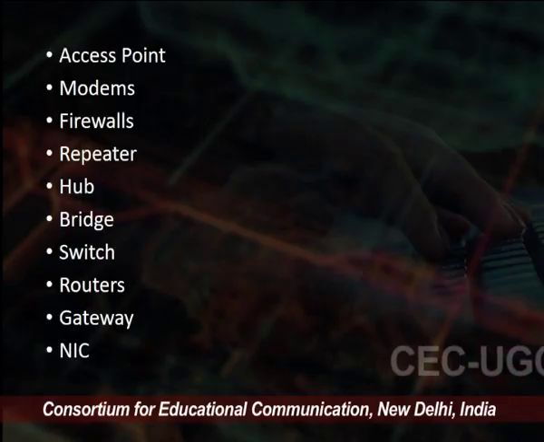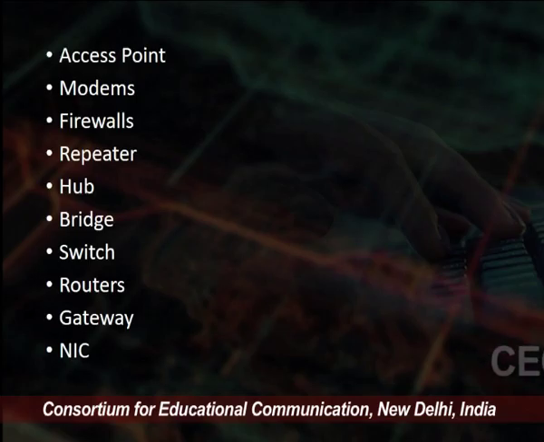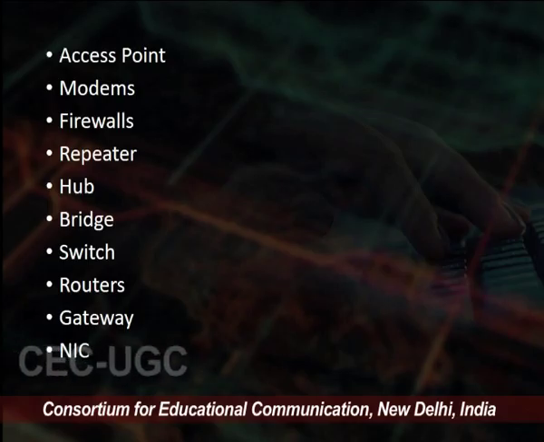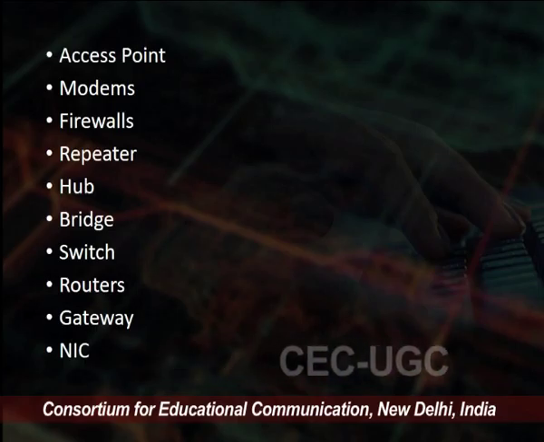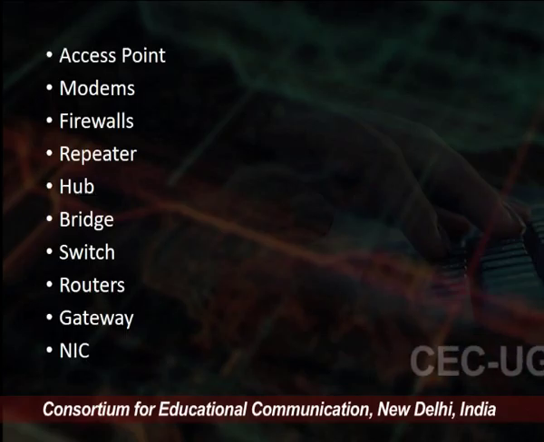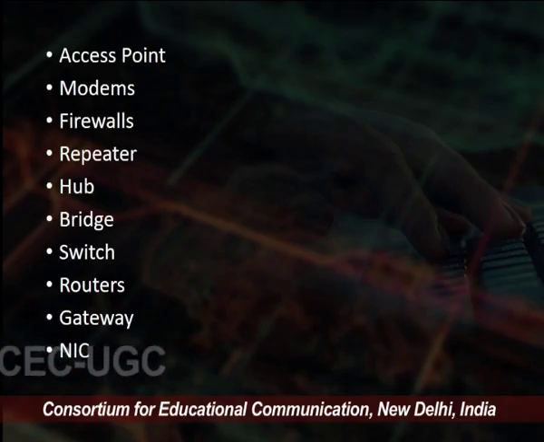The basic list revolves around these devices. One is an access point, another is a modem, then we have firewalls and repeaters. Also, we have a hub, bridge, switches, routers, gateways, and NIC. NIC here stands for network interface card. We are going to definitely understand all of these, plus we are going to get some additional ones also.